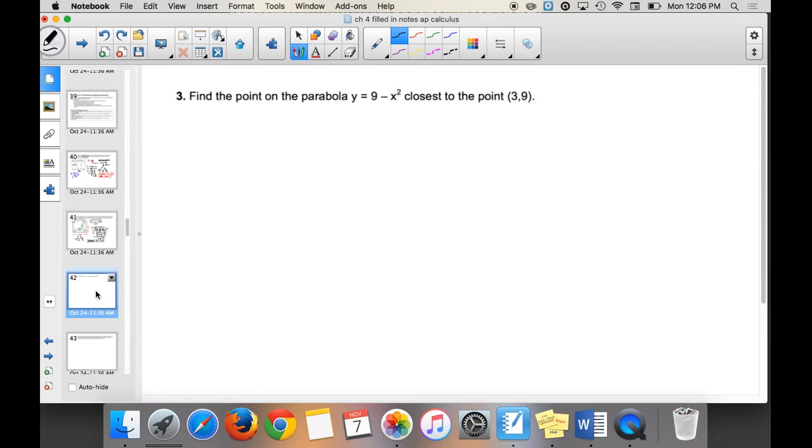All right, so find the point on the parabola y equals 9 minus x squared closest to the point 3, 9. These ones are kind of annoying. All right, so we know how to graph a lot of this. We know how to graph 9 minus x squared, right? So let's go ahead and do a little rough sketch. 9 minus x squared has a y-intercept of 9. And it's a downwards parabola. Do you guys know where it crosses the x-axis? If I set all of it equal to 0, 3 and negative 3. And we said it was a downwards parabola, so it's looking something like this.